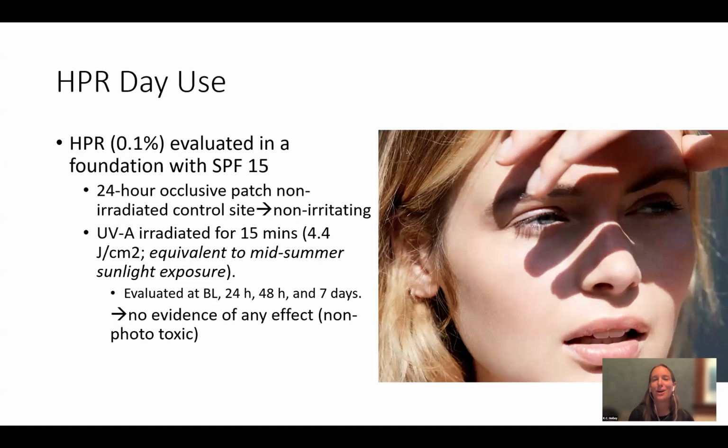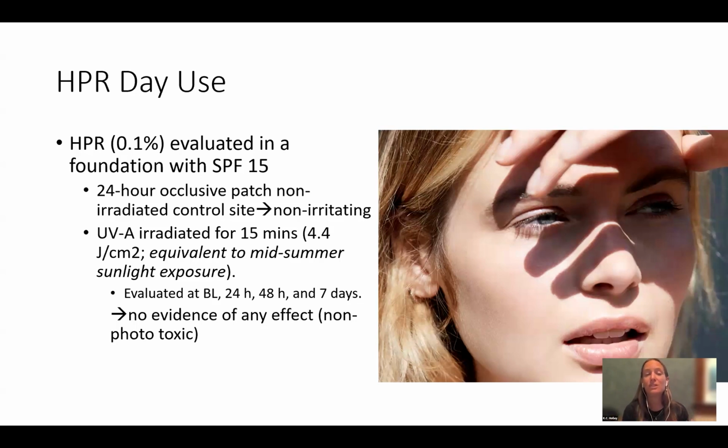And I know that you guys in the Pacific are just cringing, right? Because you guys are so good about staying out of the sun. So this is only being done for research purposes. And they evaluated the skin at baseline, 24 hours, 48 hours, and 7 days.